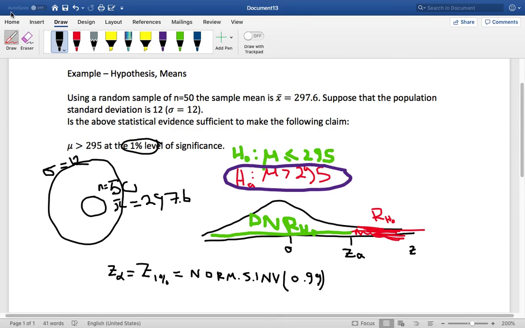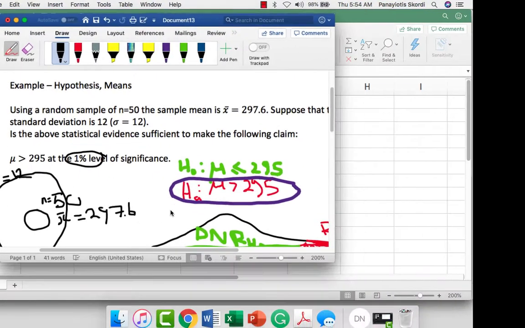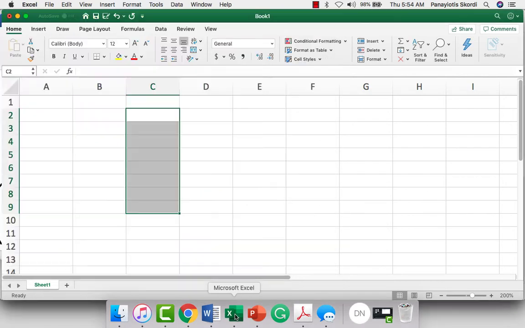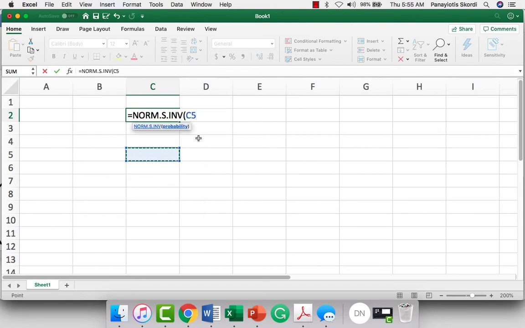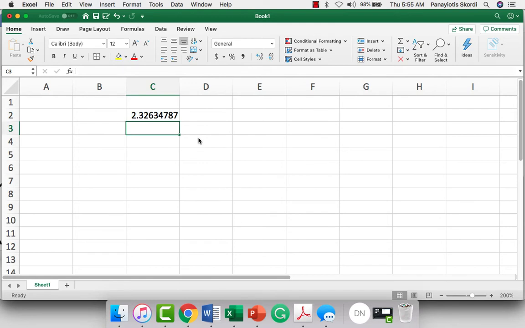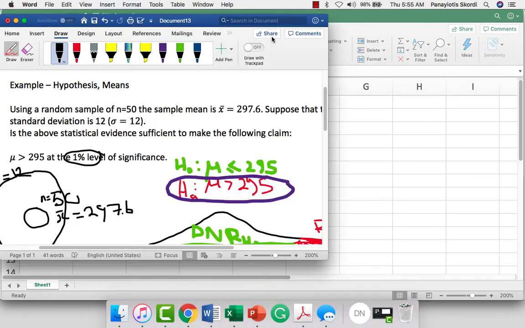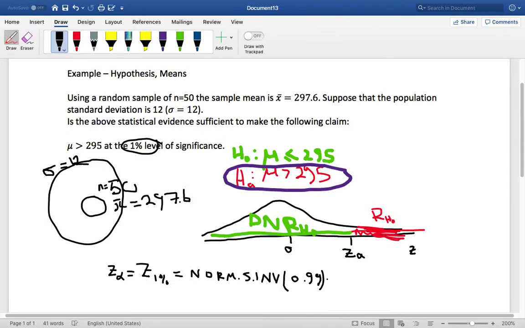So let's see that. Go over to Excel. So we want norm.s.inverse of 0.99, close parentheses, and that comes to 2.33. Let's go back over to here. So that's going to equal 2.33. Our critical value here is 2.33.